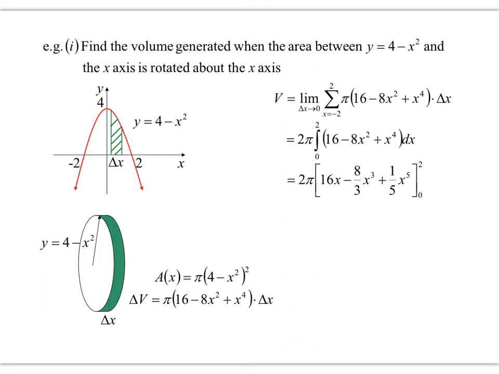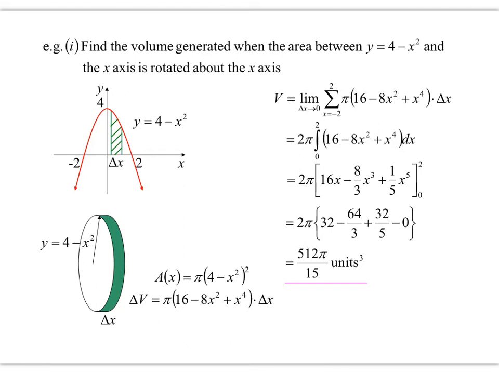So integrate that and then sub in your limits of 2 and 0. And leave your answer in terms of pi, because that's your exact answer. Just try that on the calculator just to ensure that you can get that.